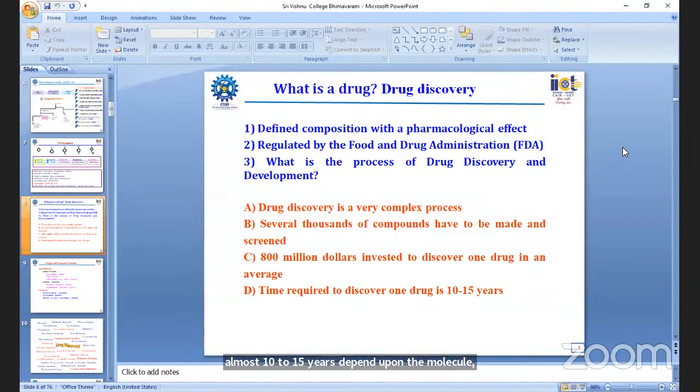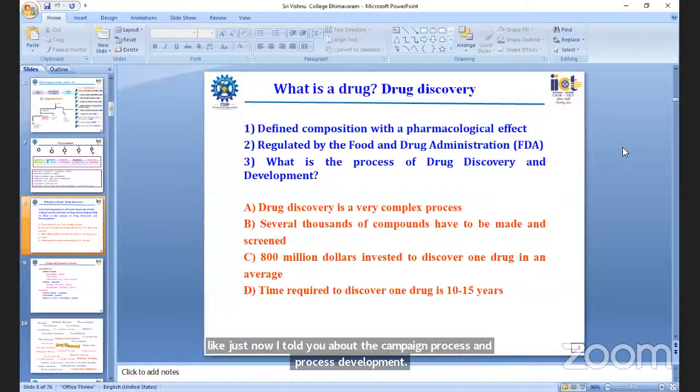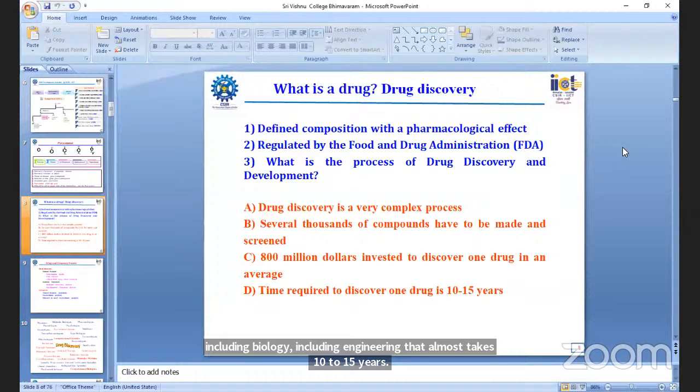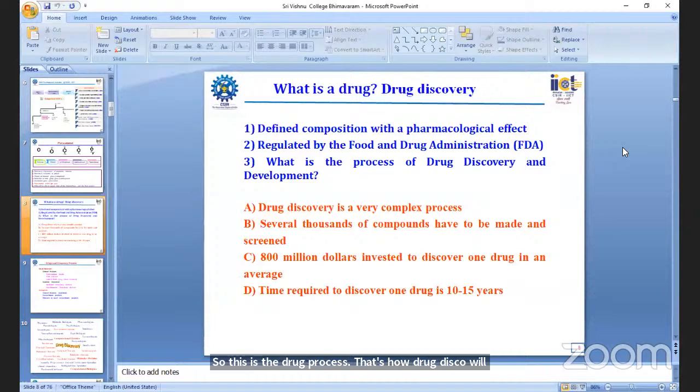Then there are other parameters, like what I just told you about the chemical engineering process or process development, to transfer the process to industry, and then it comes to the public. So it takes chemistry, biology, and engineering, and that almost takes 10 to 15 years. So this is the drug process. That's how drug discovery happens. So, next.